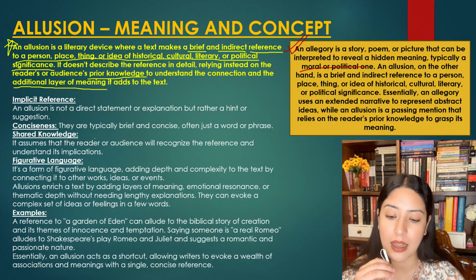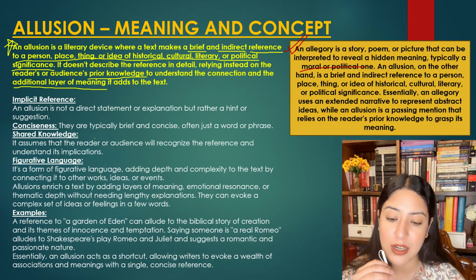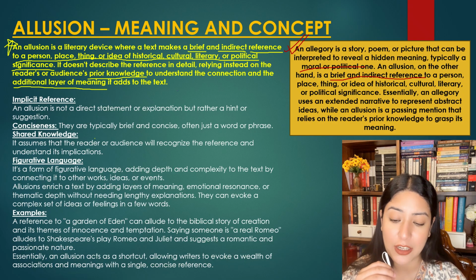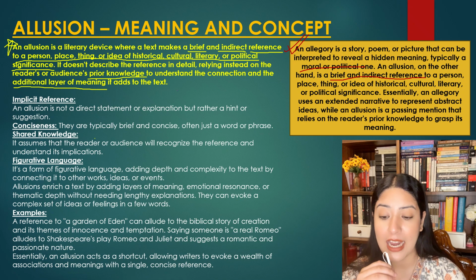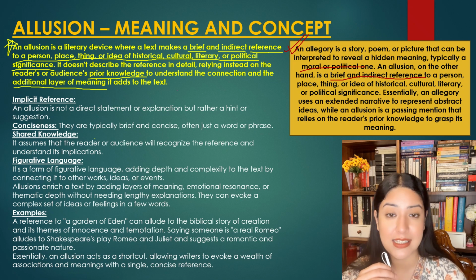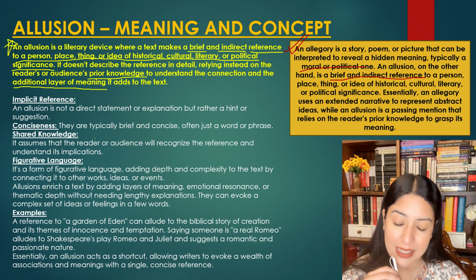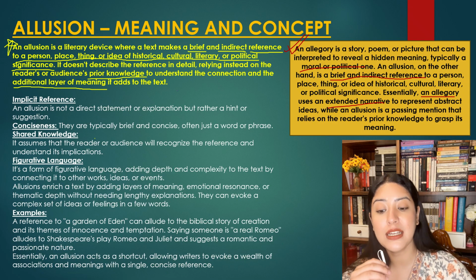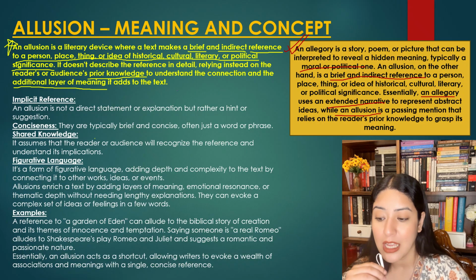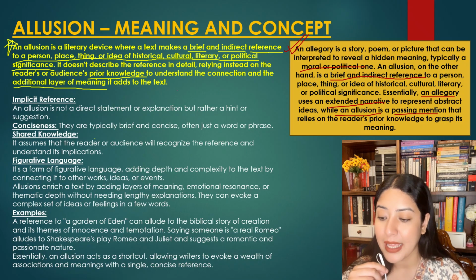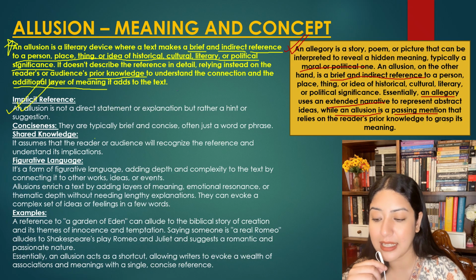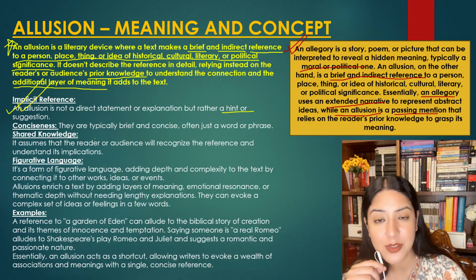An allusion, on the other hand, is a brief and indirect reference to a person, a place, thing, or idea of historical, cultural, literary, or political significance. Essentially, an allegory uses an extended narrative to represent abstract ideas, while an allusion is a passing mention that relies on the reader's prior knowledge to grasp its meaning. So let us look at its characteristics. Implicit references: an allusion is not a direct statement or explanation, but rather a hint or a suggestion.